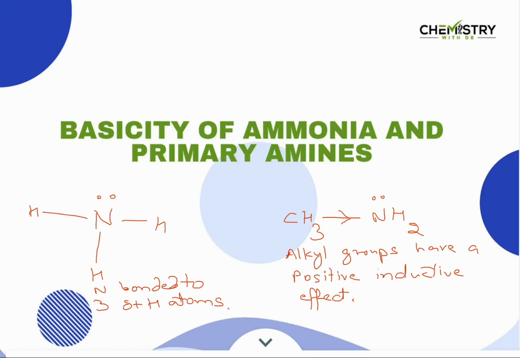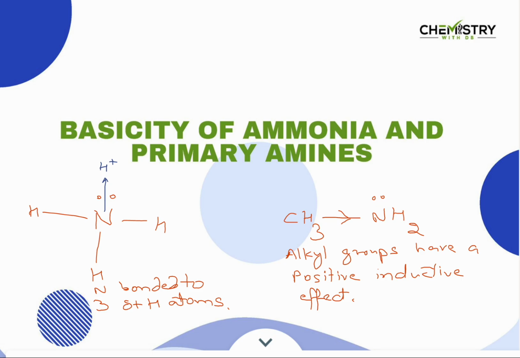Now let's start with comparing the basicity of ammonia and primary amines. As we have just seen, in ammonia, nitrogen is bonded to 3 delta positive hydrogen atoms and a lone pair. So the lone pair is what makes it accept a proton. This lone pair can be used by the nitrogen to form a dative covalent bond with an H+.